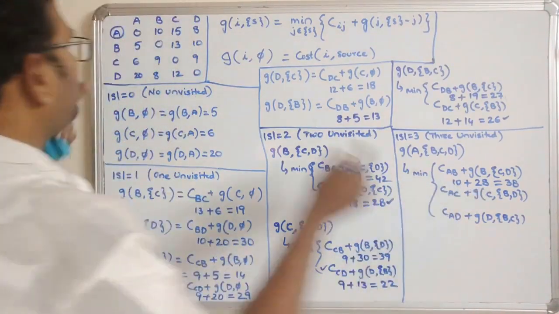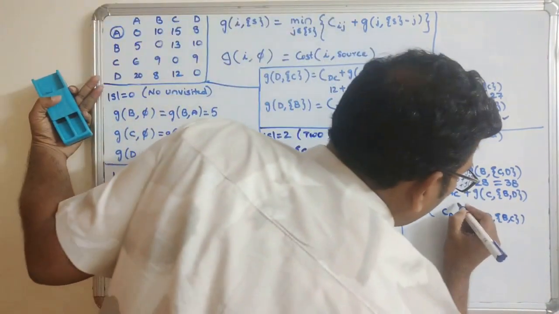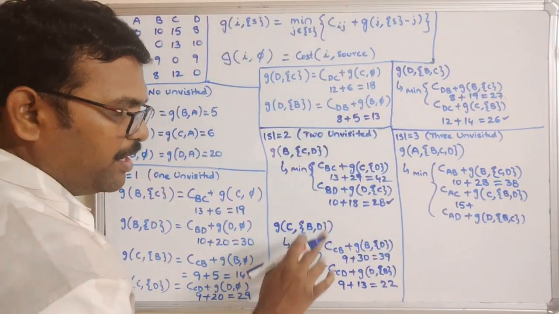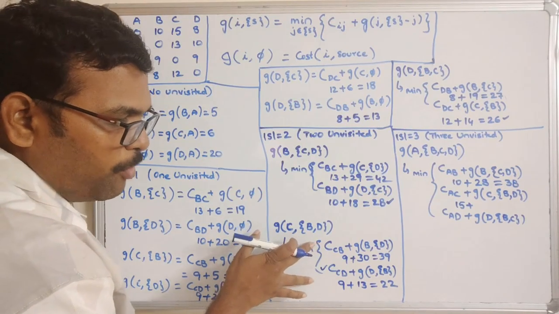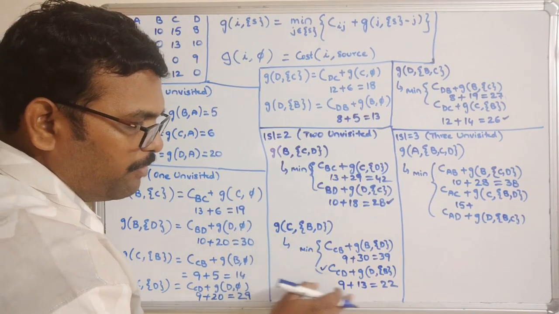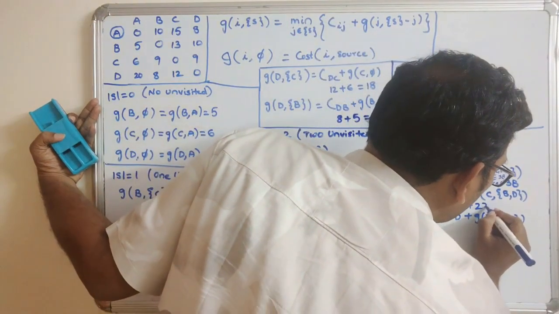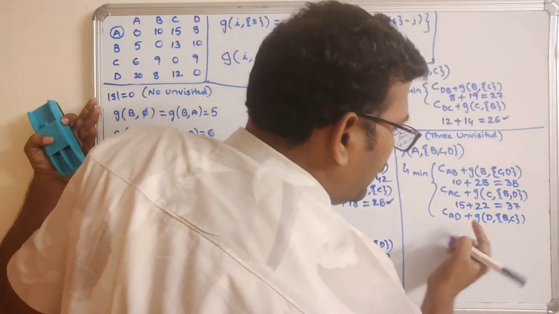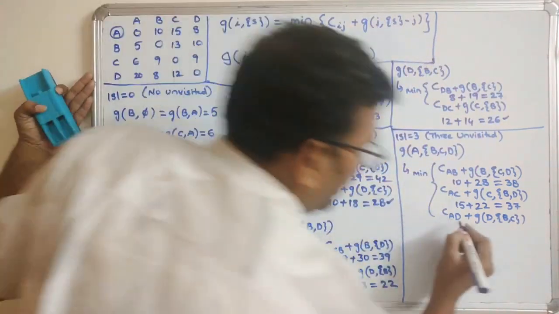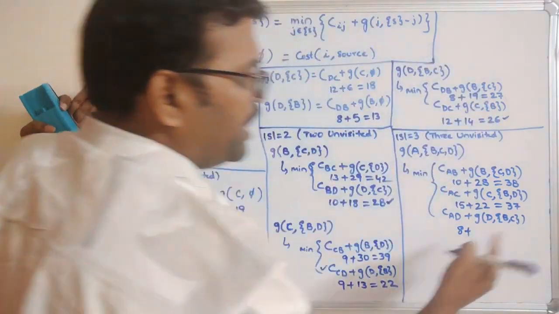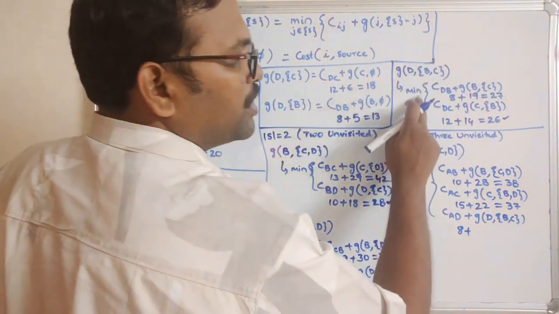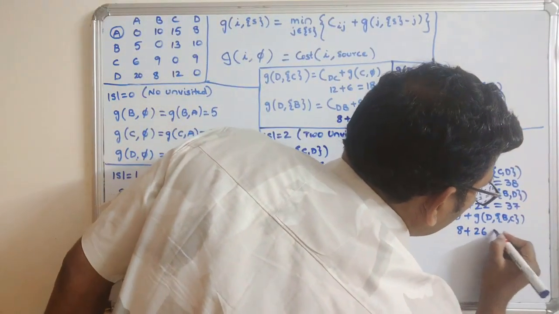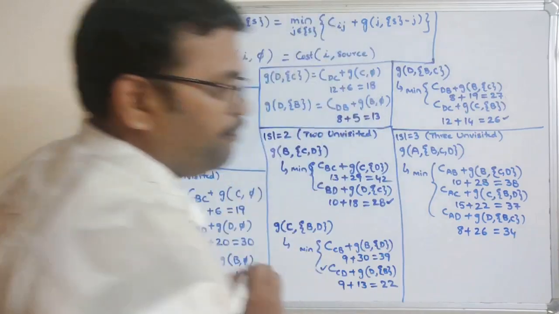And coming to this one, A to C. So A to C, it is 15. 15 plus C comma BD, already computed, C comma BD. Here also we got 2 values. Among these 2 we have to consider the minimum. What is the minimum value? 22. So here we need to give 22, which gives 37. And coming to this one, A to D, which is 8 plus G of D comma BC. D comma BC, among these 2 the minimum cost is 26. Consider 26, which is 34.